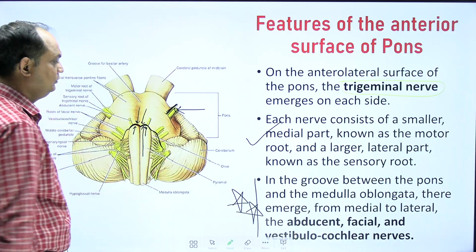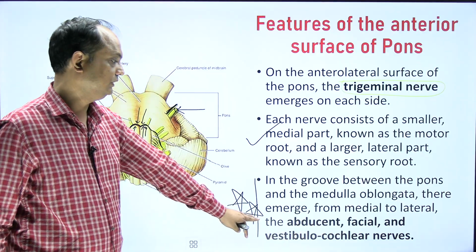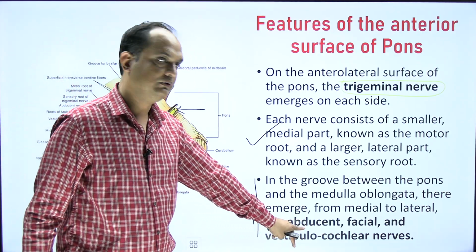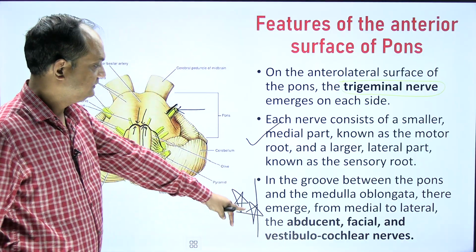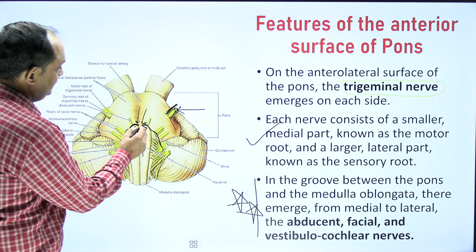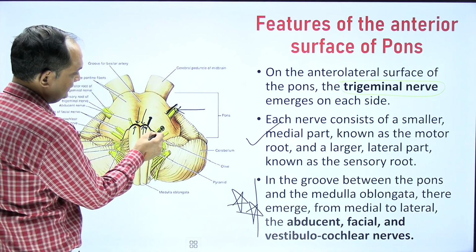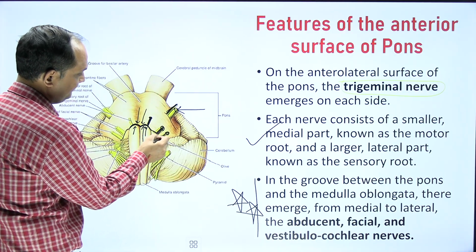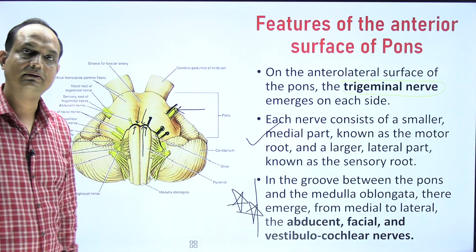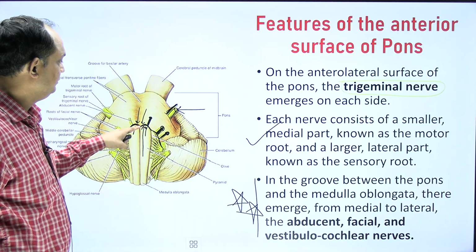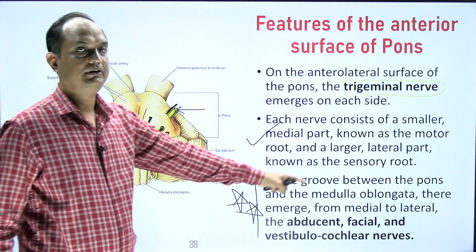Now at this pontomedullary junction you have the exit of three cranial nerves. What are the three cranial nerves? 6th abducent, 7th facial and 8th vestibulocochlear. The sequence is from medial to lateral. So here this is your 6th, here this is your 7th and this is your 8th cranial nerve. My dear students, this question is very commonly asked in your exam: which cranial nerves come out from the pontomedullary junction? The answer is 6th, 7th and 8th cranial nerve.